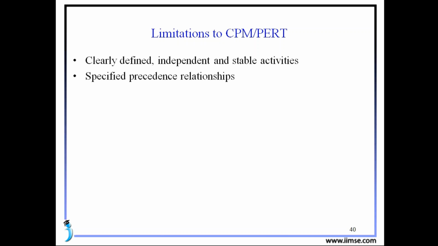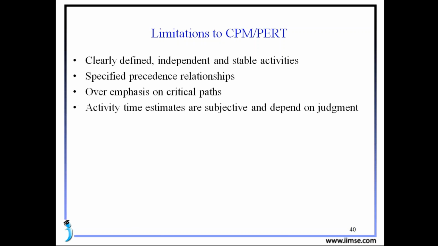Actually, what are the limitations for CPM and PERT? Clearly defined, independent and stable activities. That means you should know everything clearly, then only we can create a network diagram. Specified precedence relationships. That means you should know which is the first work and which is the second work, and sometimes you have delays, or sometimes you should start a little earlier than the finish. Overemphasis on the critical path. You should concentrate on the critical path, because with that the project may be delayed. Activity time estimates are subjective and depend on judgment. If you know previous experience, then only we can give the exact time. The concerned people with work experience are required, who can give the exact estimated time, the people involved in that work.